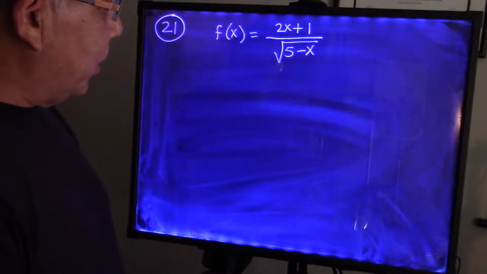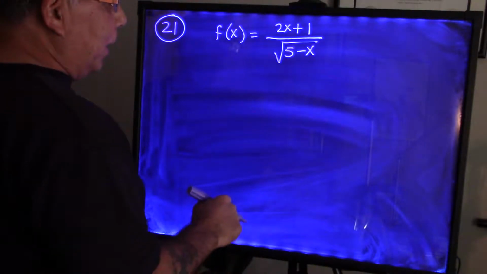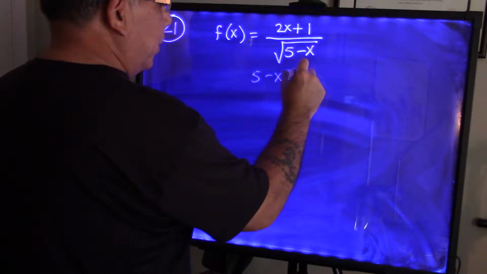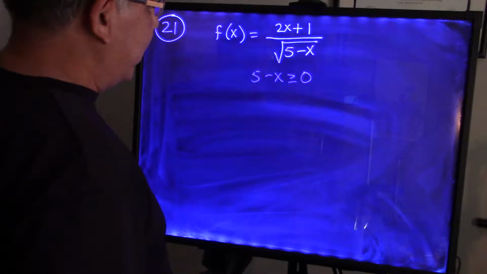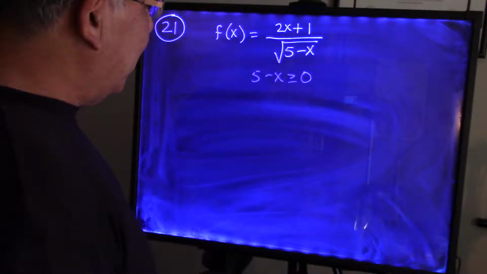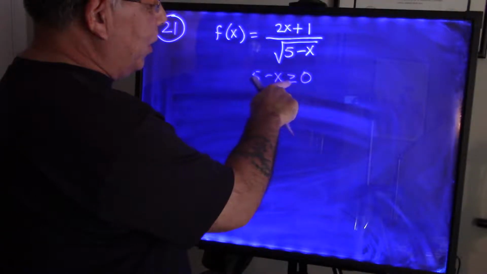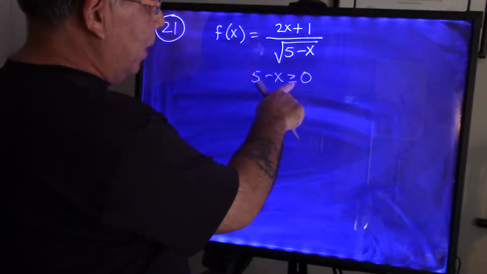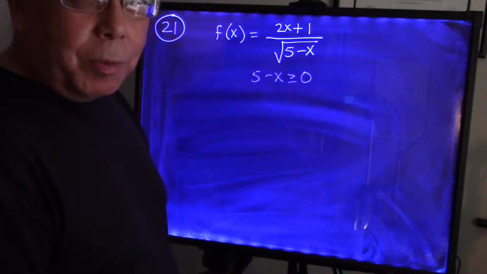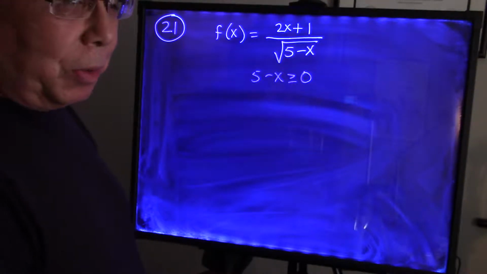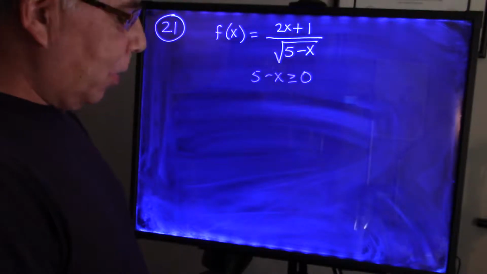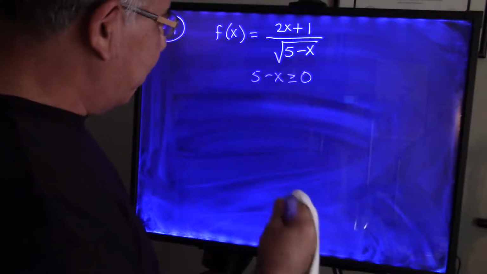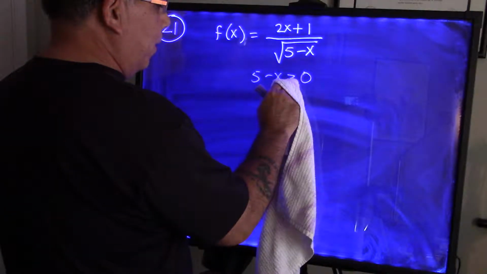But if it's equal to 0, then if I wrote this, for example, 5 minus x greater than or equal to 0, and solve for x, that would include 0 as one of the results, which is okay according to this. But it wouldn't be okay here because it would be in the denominator, a 0 denominator. So we have to modify that a little bit, get rid of that equals part there.